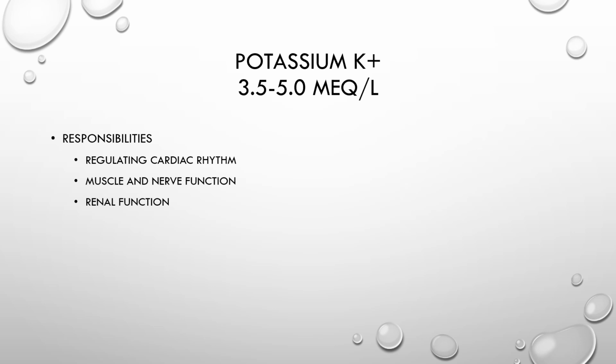Potassium is needed for, again, regulating our cardiac rhythm. It's very important in muscle and nerve function, as well as our renal function. Potassium plays a big role in the action potential of all of our cells, so getting our cells to work. It's needed for ATP production in our muscles and our cardiac muscles as well, which is where we have our sodium and potassium pumps. Sodium comes in, potassium comes out, creates energy. It's regulated by our kidneys.